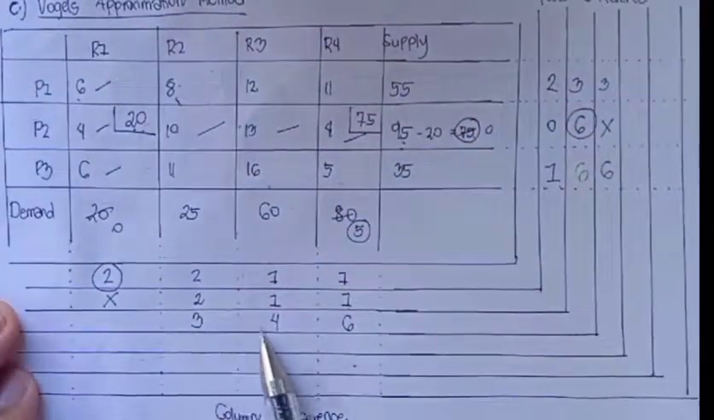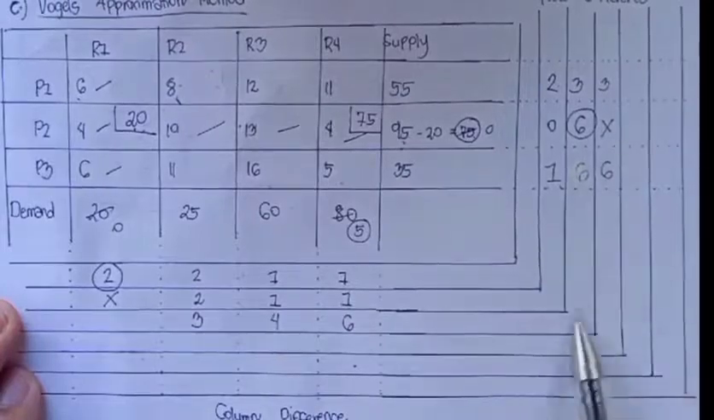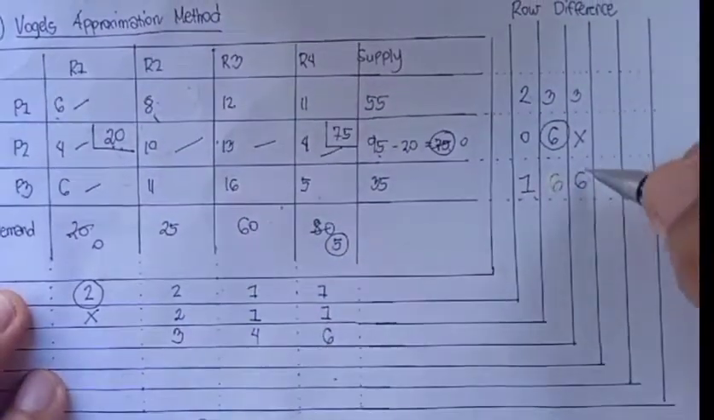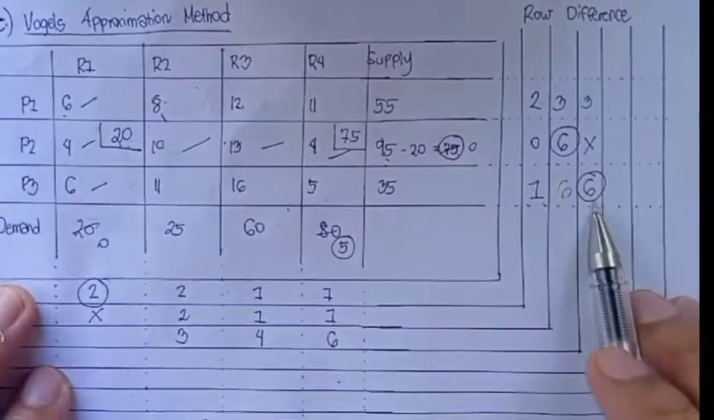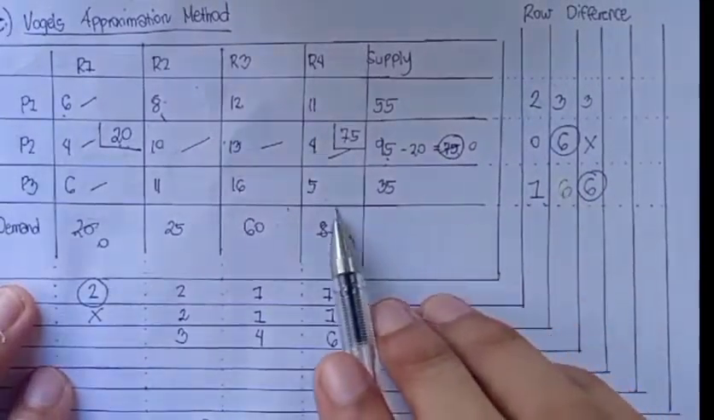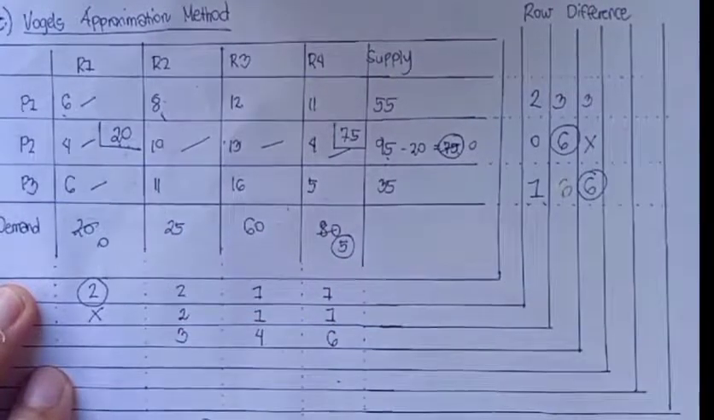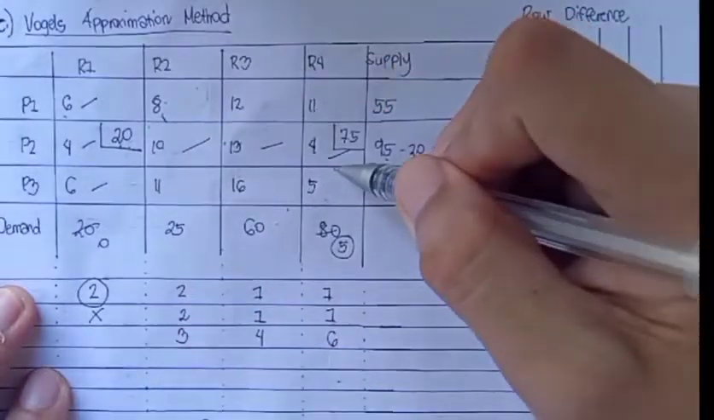So the maximum, both column difference and row difference, is 6. So we will select row 3. In row 3, the transportation cost is 5, 16, and 11. So the least value is 5. So we will select this cell.